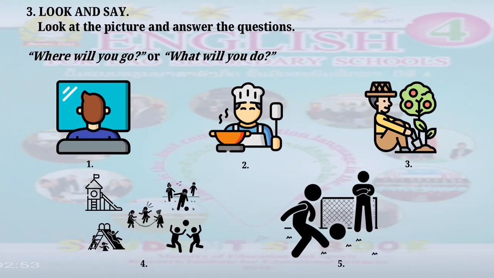Exercise 3. Look and say. Look at the picture and answer the questions. Example. Where will you go? Or, what will you do?